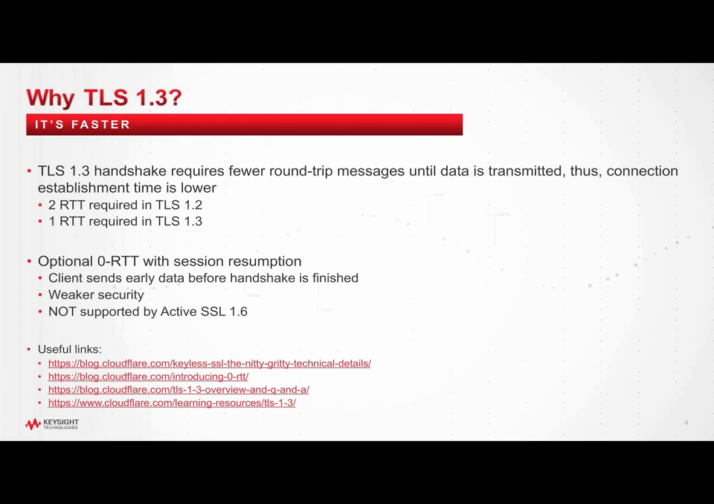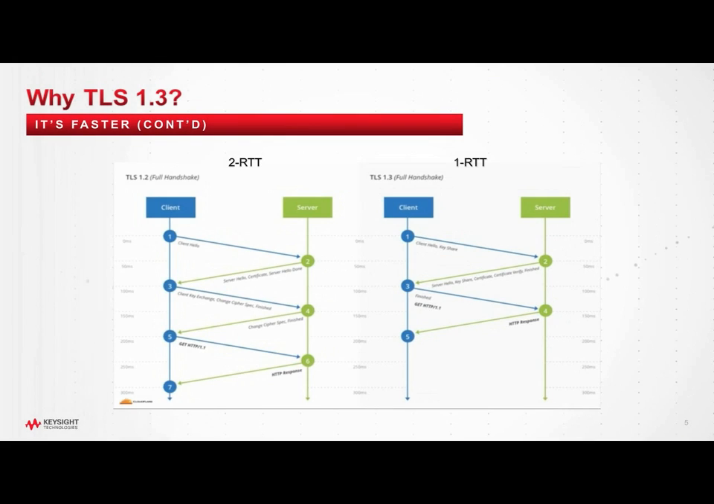TLS 1.3 requires fewer handshake round-trip messages in order to set up the communications between a client and a server. And by doing this, it greatly reduces the latency of the back and forth of those handshakes. So what I can show you on this slide is basically the differences between the TLS 1.2 full handshake and the TLS 1.3 full handshake.